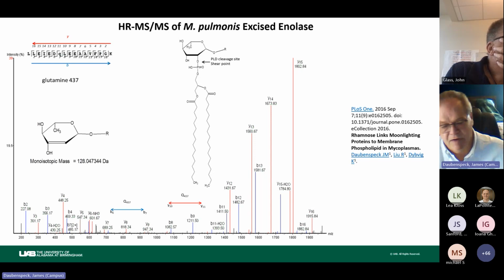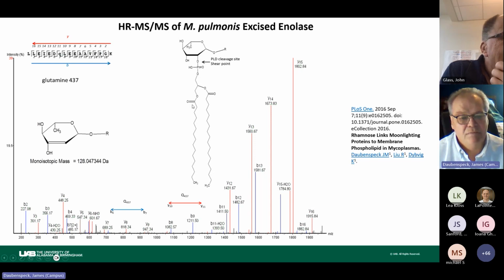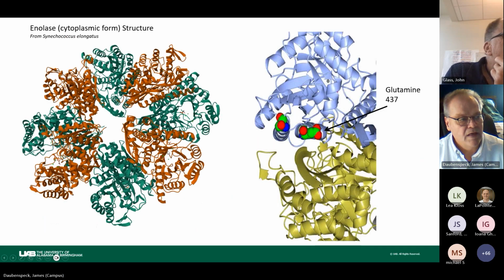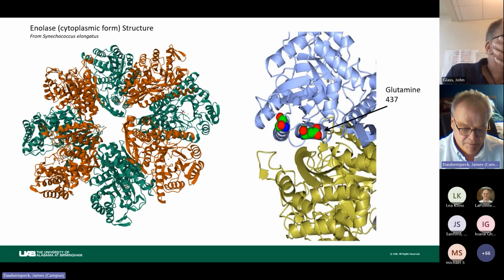Okay, this is a representation of the rhamnophospholipid that links enolase to the surface of the pulmonis membrane, and it shows the PLD cleavage site. And this is really just a hydrolase. So it just adds the water at that bond. Your sugar returns to a hydroxyl, and the phosphate retains the oxygen. And so now that was the translocation part of the story, right? The enzyme goes from the cytoplasm to the membrane and changes function when it does that.